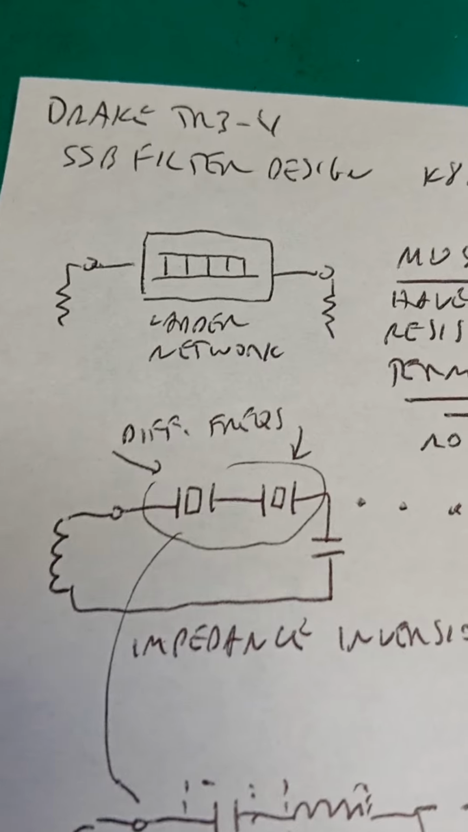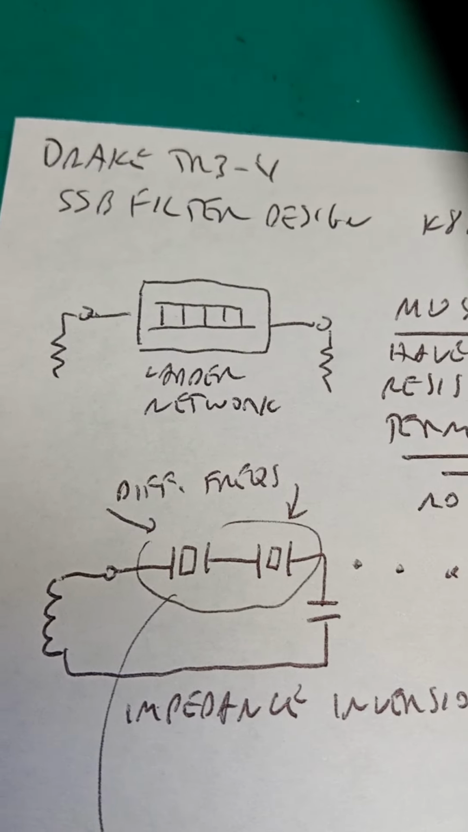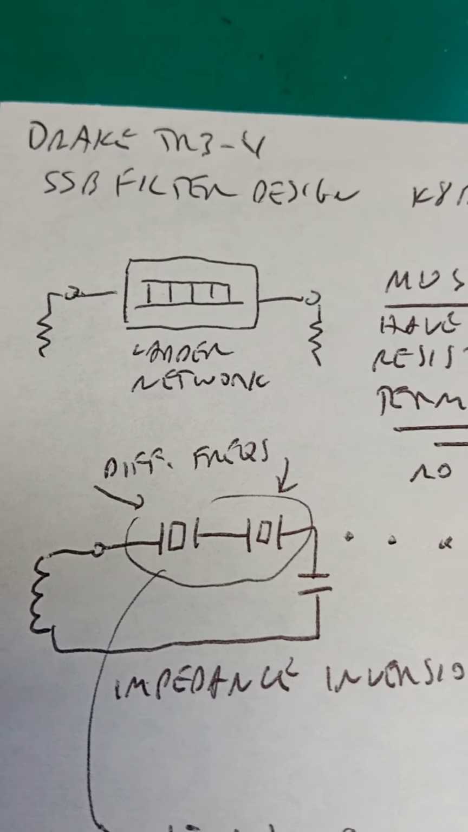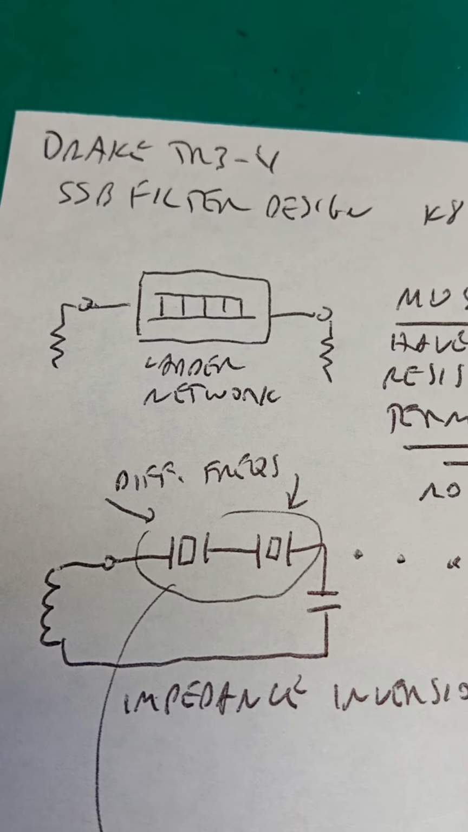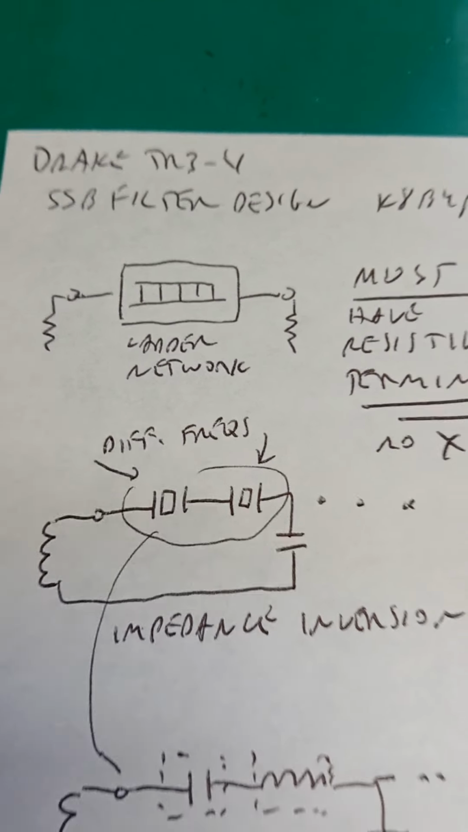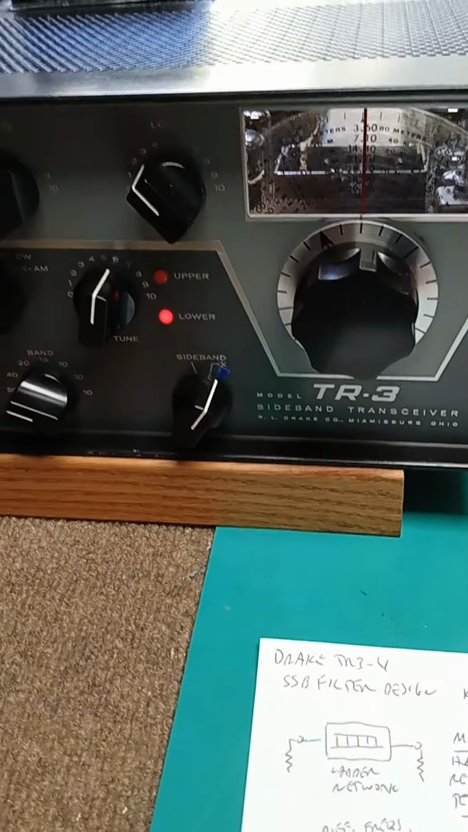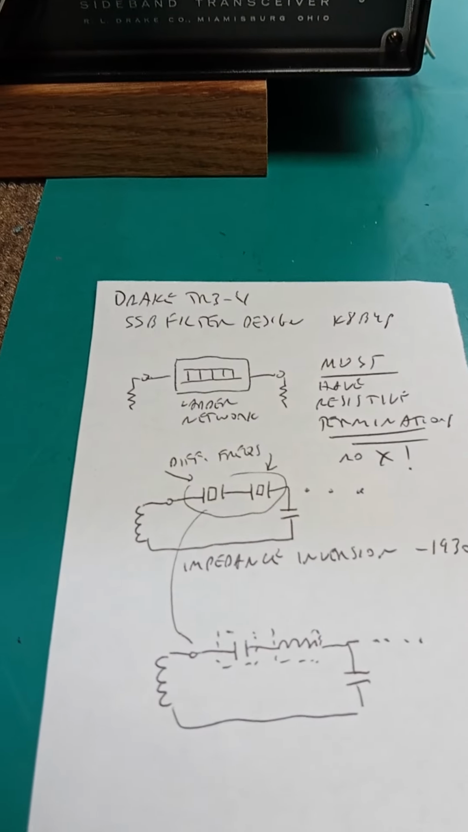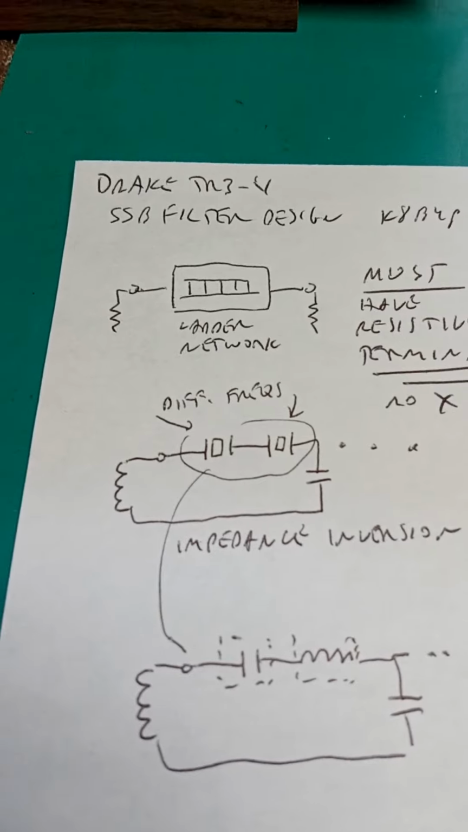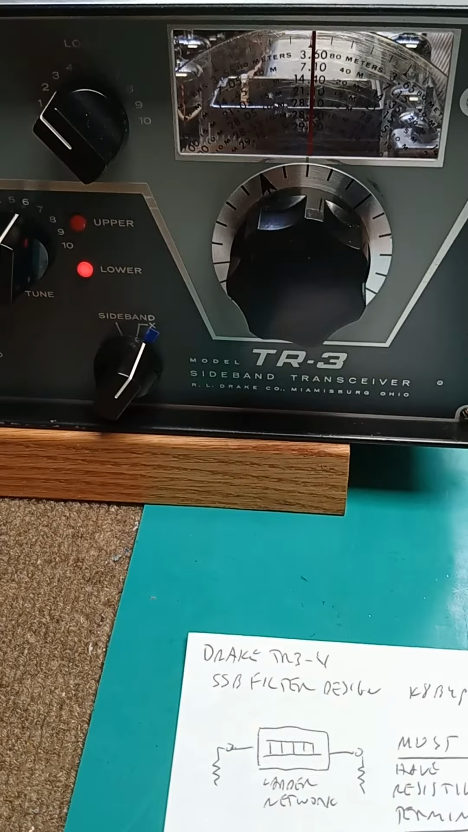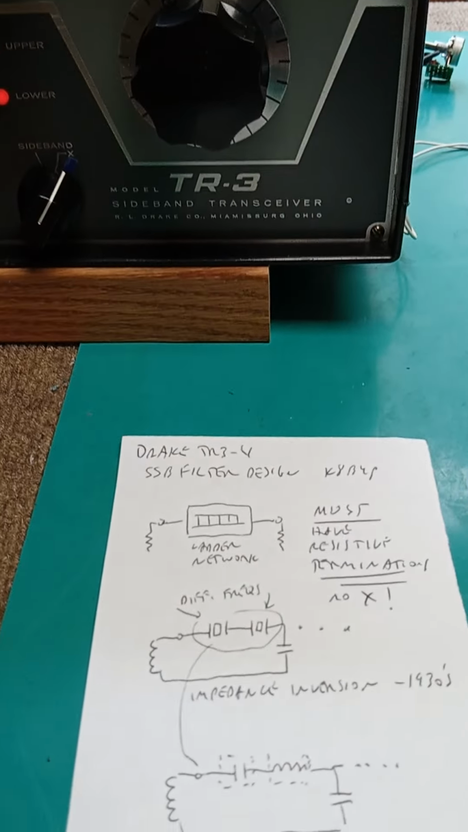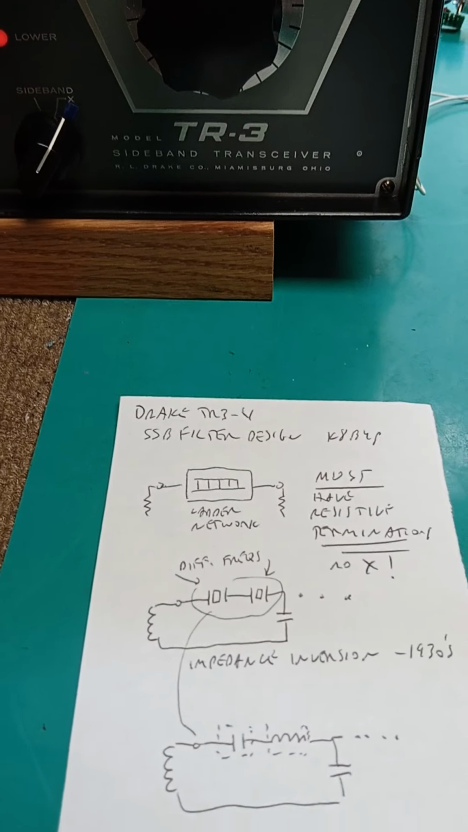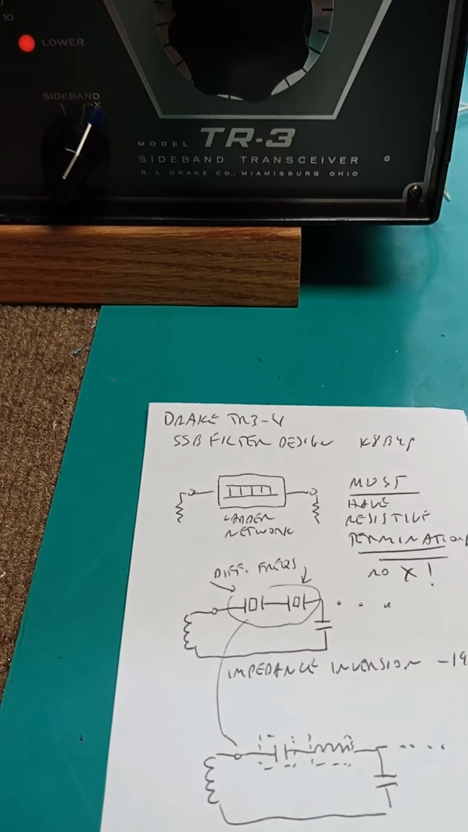If we buy a modern ladder network filter, then if it is a ladder network, its ports expect to see a resistive termination, and plugging such a filter in this radio will result in a gross failure. Yeah, there's a ham that said he plugged in a modern ladder filter in a Drake TR3, and I posted a link to his video on my previous video on filter design.